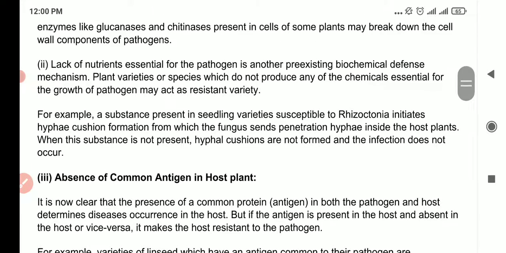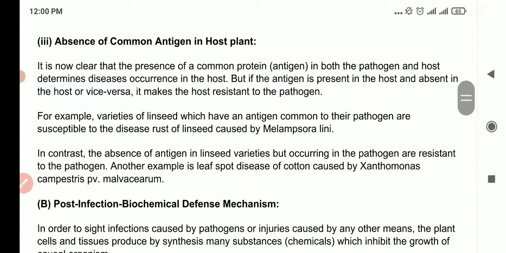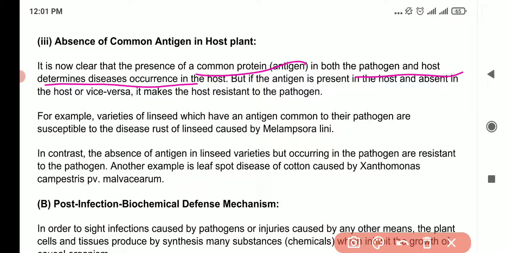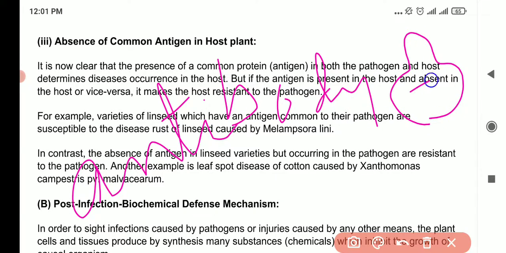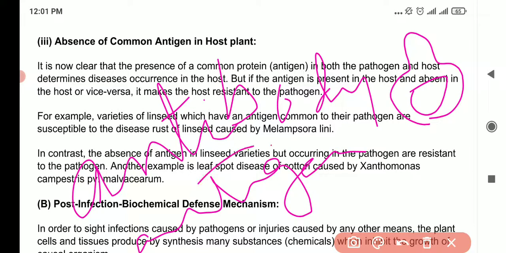Nothing to understand. Then absence of common antigen in the host plant. So there is a common protein in the pathogen and the host which determines whether the disease will occur or not. You must have heard of the word antibody. Now this antibody, let's say, is a lock. And then antigen is the key, which will open that lock.